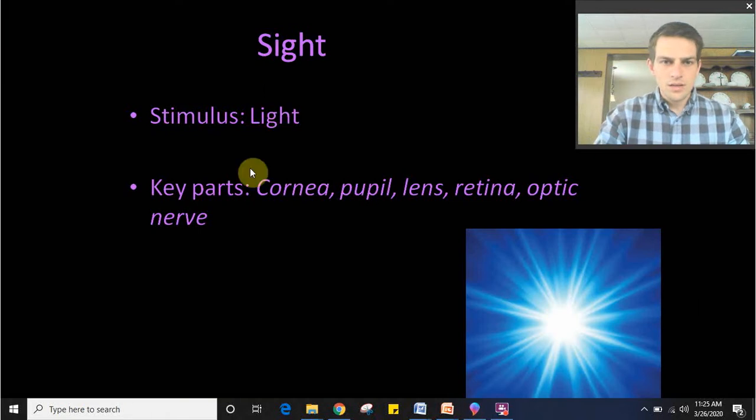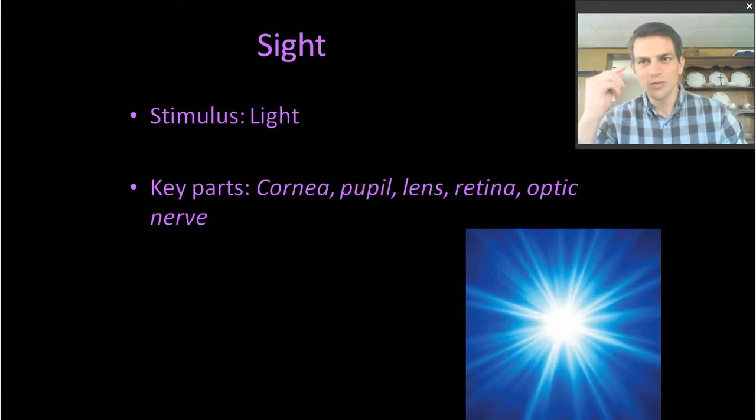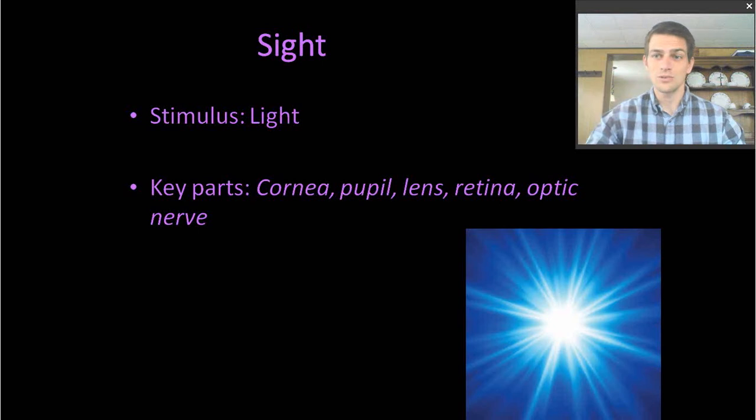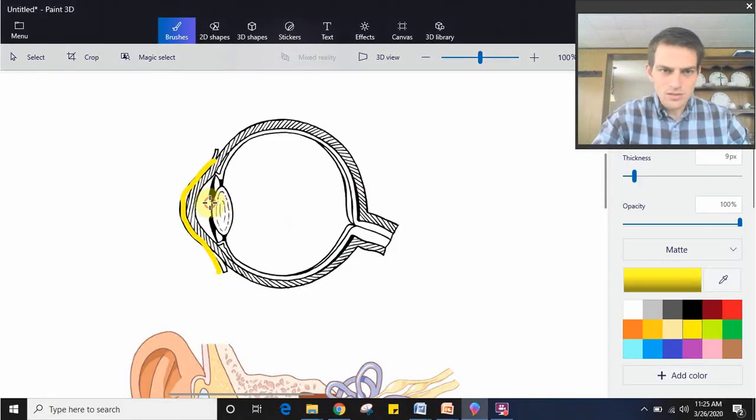The next part is the pupil. Now the pupil, we're all familiar with it. It's that dark spot in the middle of your eye, and it's actually a hole that light goes through to get inside your eye. So the pupil is right here. It is this hole that the light will travel through.